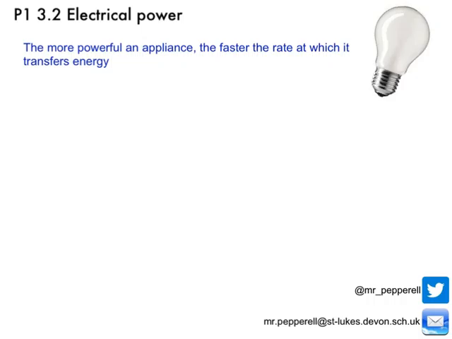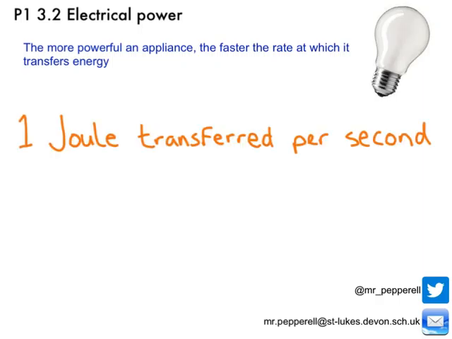To think about what this statement actually means, the more powerful an appliance, the faster the rate at which it transfers energy, let's have a little think about this light bulb. If that light bulb was to transfer 1 joule of electrical energy into 1 joule of light energy every second, I would say that I had a 1 watt light bulb. Watts is the unit of power, so 1 joule transferred per second, that's 1 joule being transferred from one type of energy into another type of energy, would make it a 1 watt light bulb.